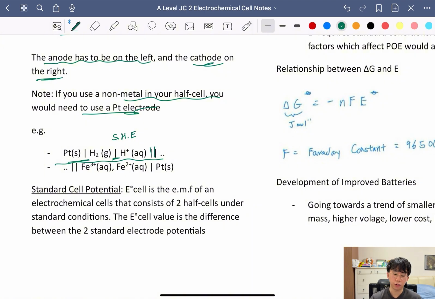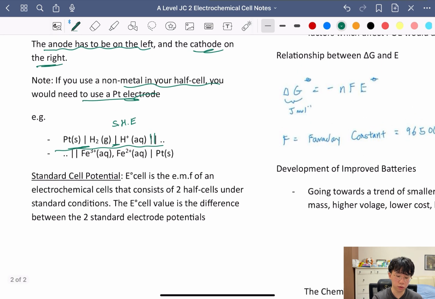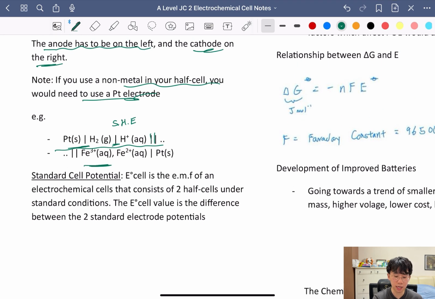And then if you have two, let's say you have this iron 3+ and iron 2+ half cell, right? Then you use a comma over here. So this is one of the ways. So this is like two different oxidation states, but they're in the same aqueous phase.